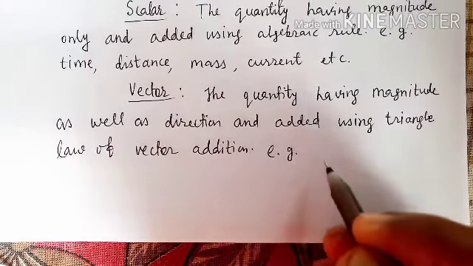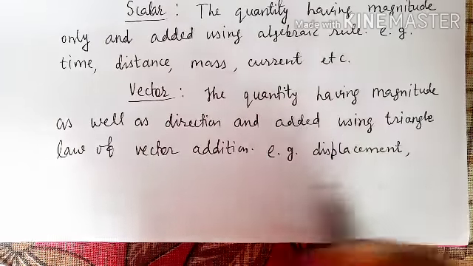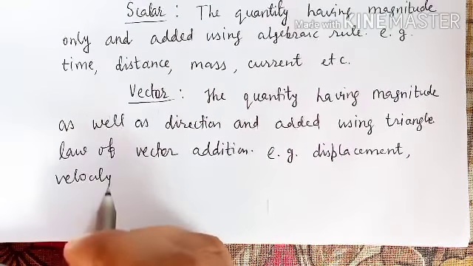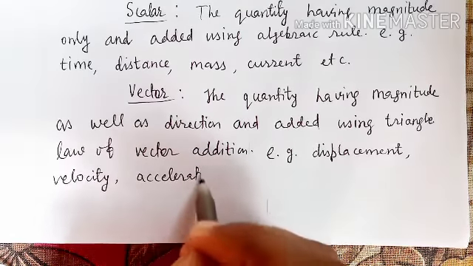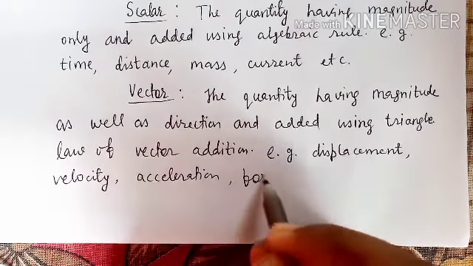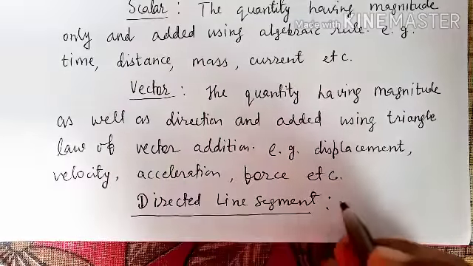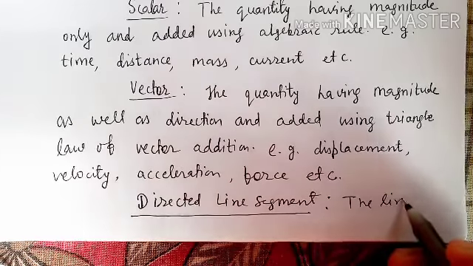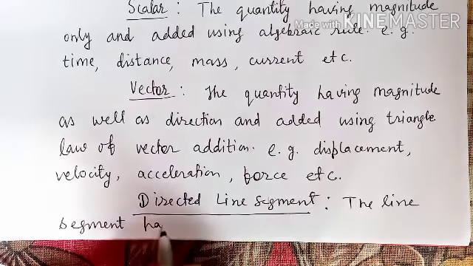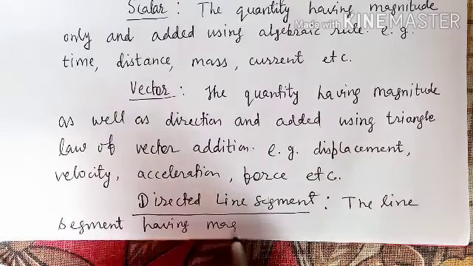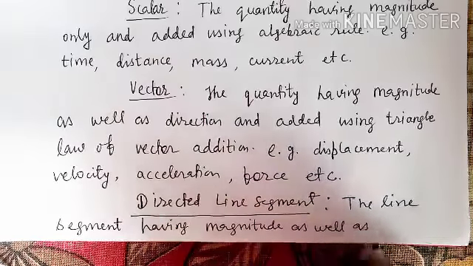For example, displacement, velocity, acceleration, force, etc. Directed line segment: the line segment having magnitude as well as direction.